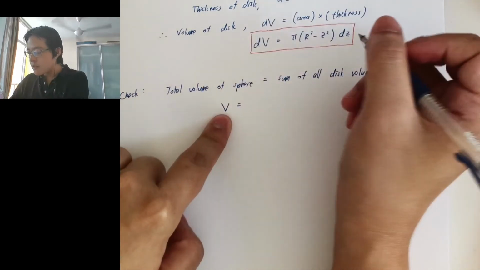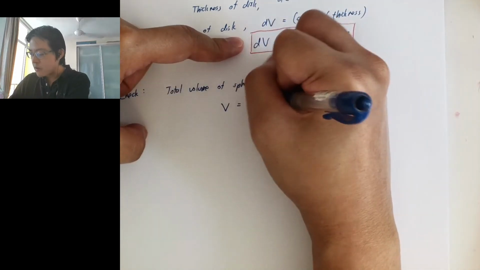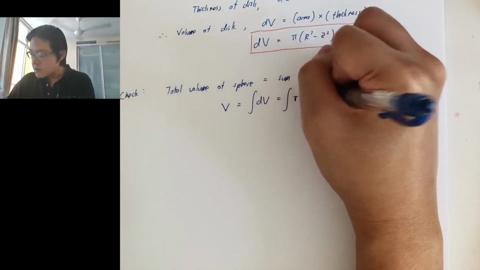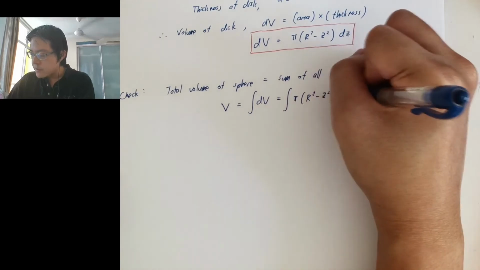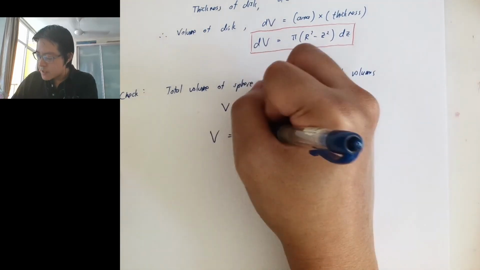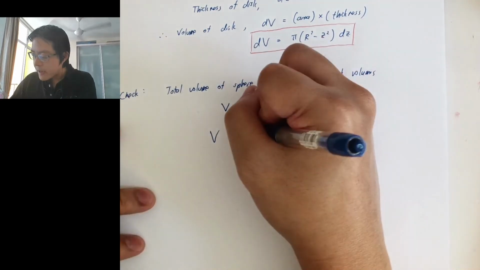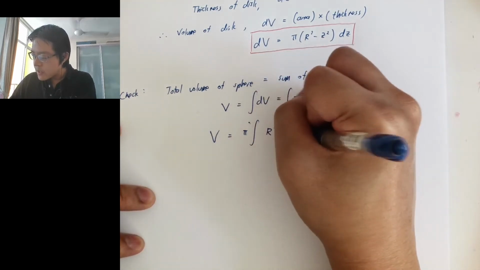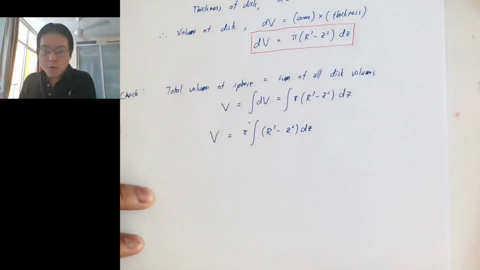So the volume of the sphere is the sum of all the volumes of the disks, which is to say that I want to integrate π (r² − z²) with respect to dz. So what I want to compute is the integral. The constant π, I take it out, and then I'm just integrating r² − z² with respect to dz.